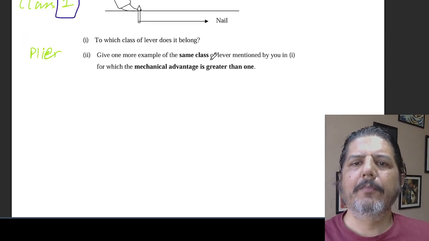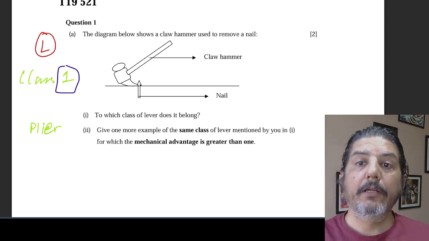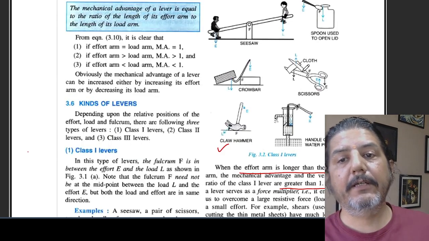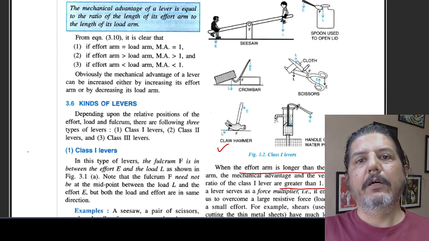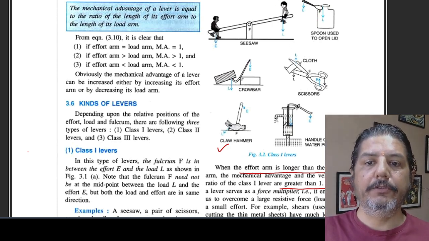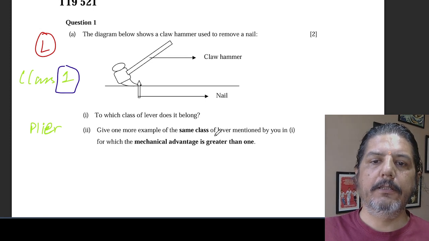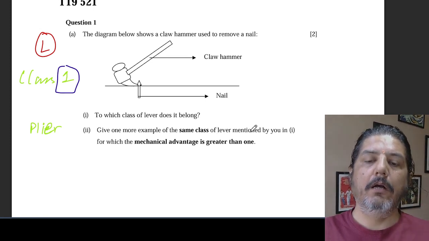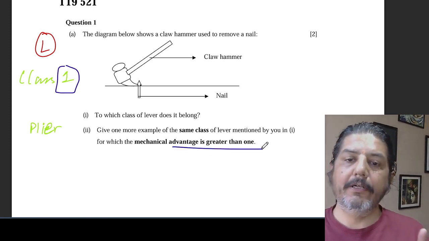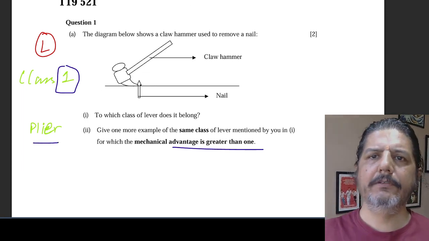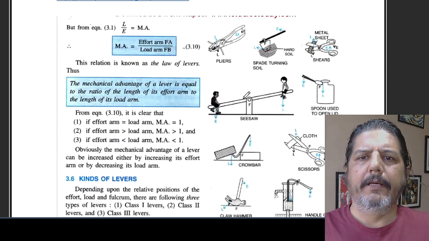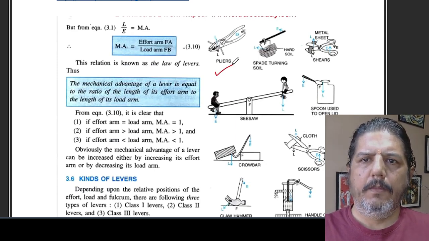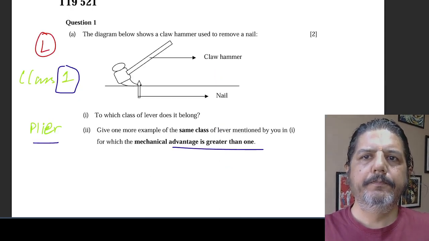Okay. Give one more example of the same class of lever mentioned by you for which mechanical advantage is greater than 1. Now, about class 1 levers, what you need to understand is that they can have mechanical advantage greater than 1, equal to 1, or less than 1. So they have specifically asked that we want a class 1 lever whose mechanical advantage is greater than 1. So you can write it as a plier. This would be the correct answer.